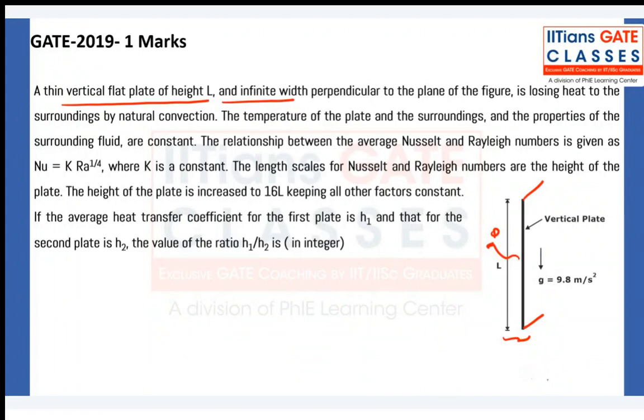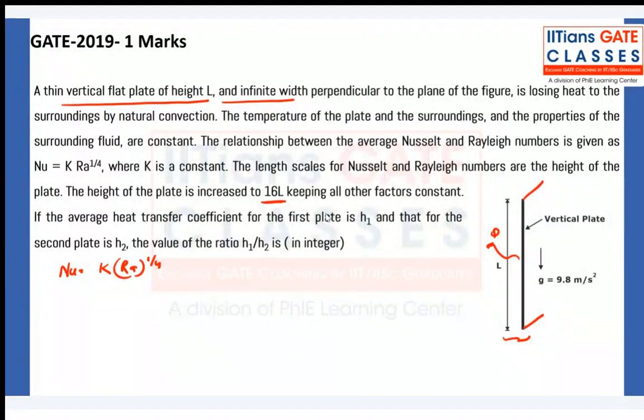Nusselt number is equal to K times Rayleigh number to the power 1 by 4, given. Length scales for Nusselt and Rayleigh number are the height of the plate. So when you calculate Grashof number or Rayleigh number, your characteristic length will be the height. Now I am increasing the height from L to 16L, keeping all other parameters constant. Calculate H1 by H2, where H is the heat transfer coefficient.